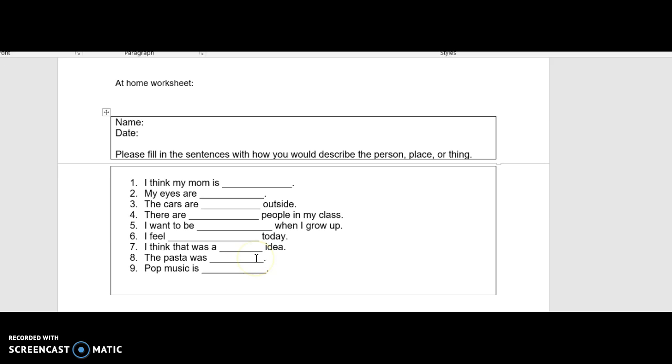The pasta was, instead of saying good, you could say yummy, delicious, and just make sure you're using the right adjective. You don't want to say the pasta was loud, because you know that's not the right adjective, and you want to use an adjective that's going to make sense.